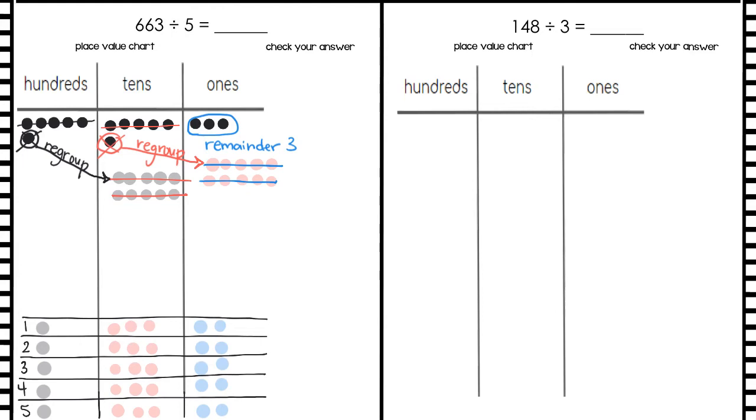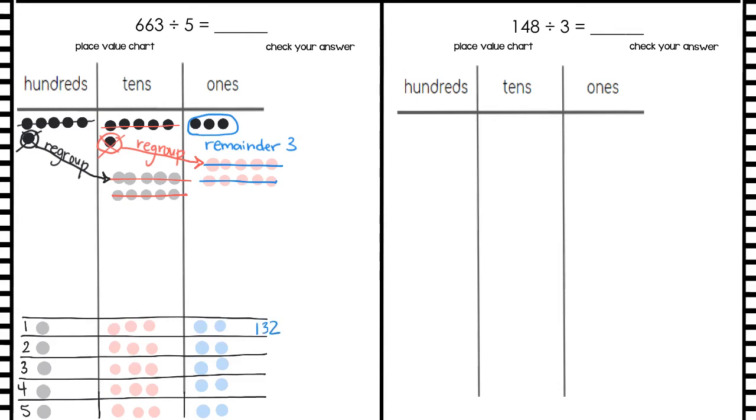So now we have to see, well, in order to figure out what 663 divided by 5 is, we have to know how much is in each group. So I have 100, 110, 120, 130, 131, 132.